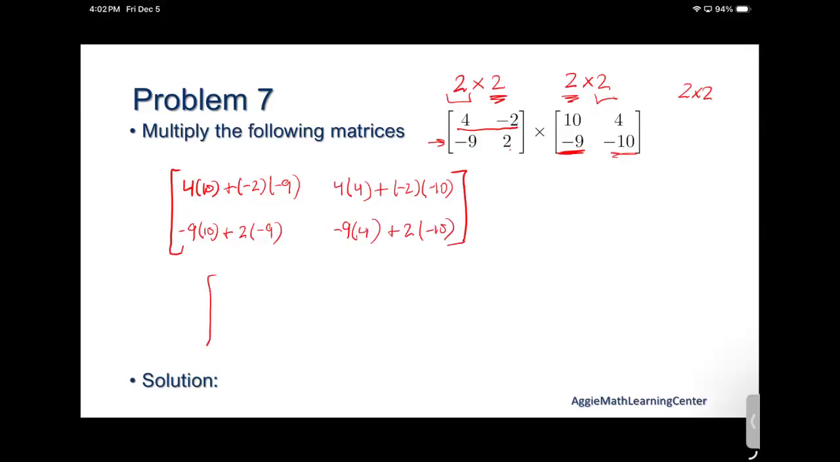So if we simplify that, we'll have 40 plus 18 here. This one will get 16 plus 20. We'll get -90 minus 18 here, and we'll get -36 minus 30 here. And finally, our finished matrix will be, what was that? It's 20. 2 times -10. Oh yeah, sorry. -10. So let me fix that.